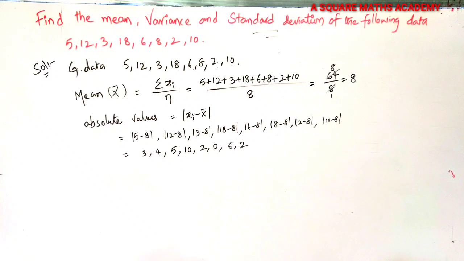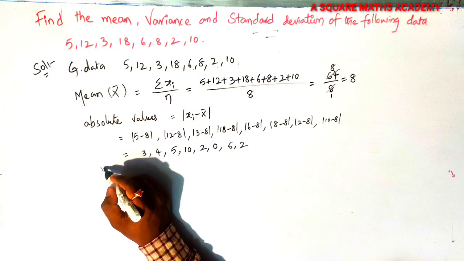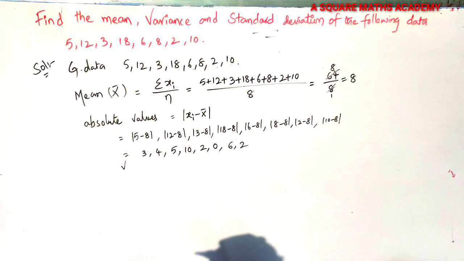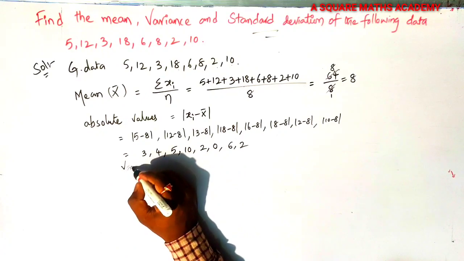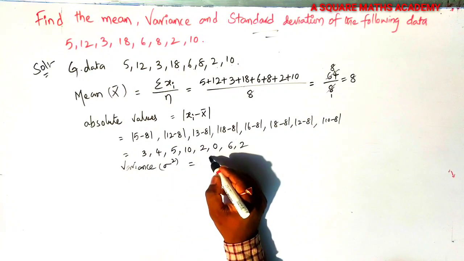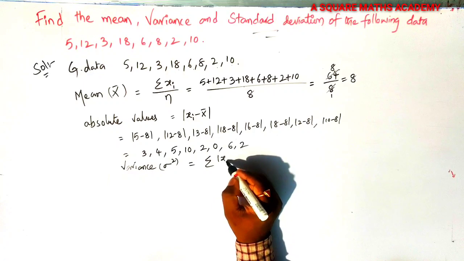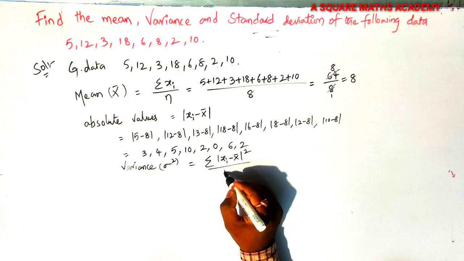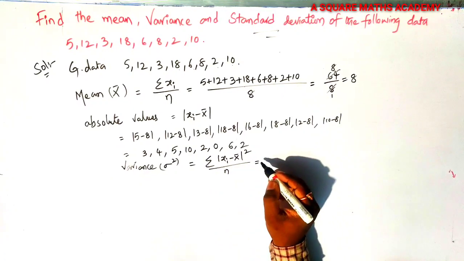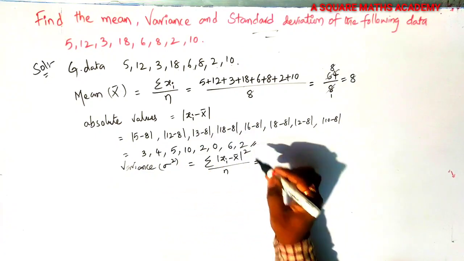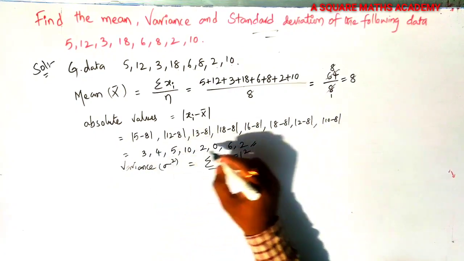But in the finding of variance, we take the square of these values. Clear? So we write now variance. Variance sigma square is equal to what we write now, summation of xi minus x bar whole square by n. Okay, so now we will do it. The xi minus x bar values are these. So whole square and the sum of these values, clear?